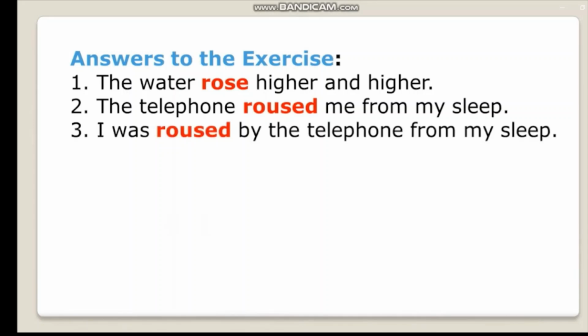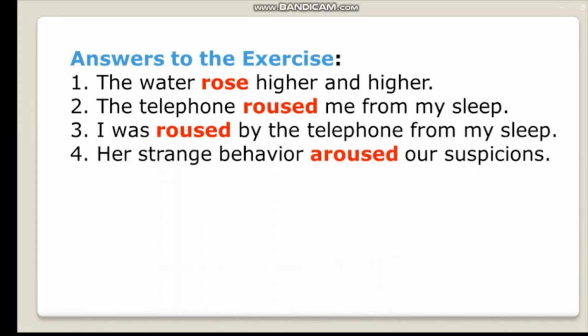The telephone roused me from my sleep. टेलीफोन ने मुझे जगा दिया, मुझे नींद से जगा दिया. I was roused by the telephone from my sleep. Now it can be used as a passive voice. मुझे टेलीफोन की घंटी ने जगा दिया.